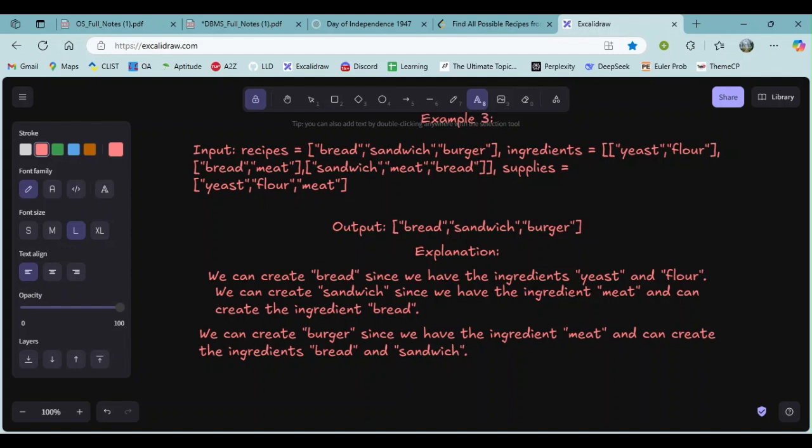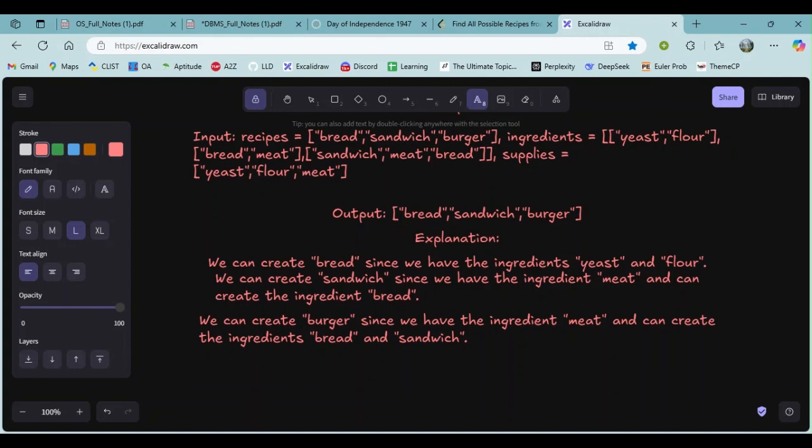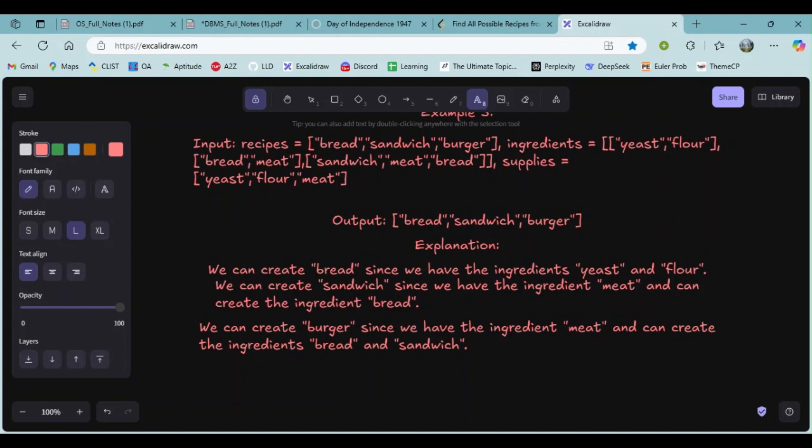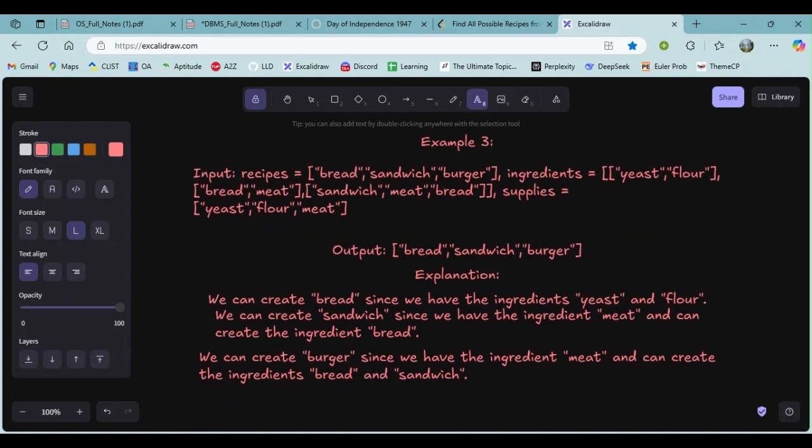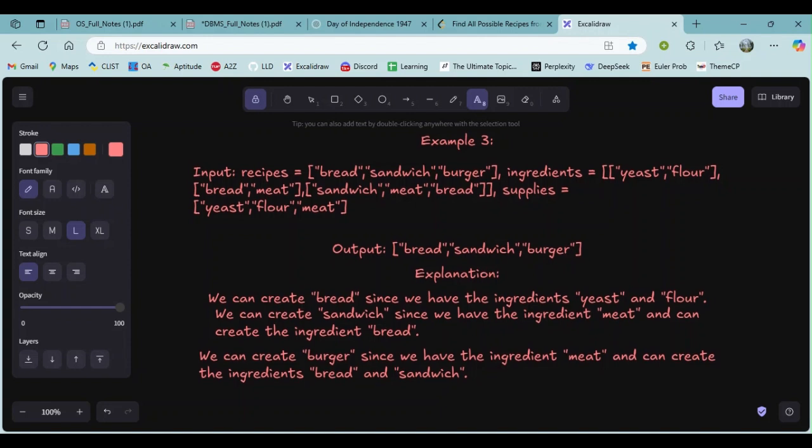It is saying that we can make the bread from yeast and flour, and we can make the sandwich from bread, and since meat is also in the supplies, we can make the sandwich. And for making the burger, we have already made the sandwich, we have the meat, and we have also made the bread, so we can make the burger also. So we have to return all the recipes that are possible.